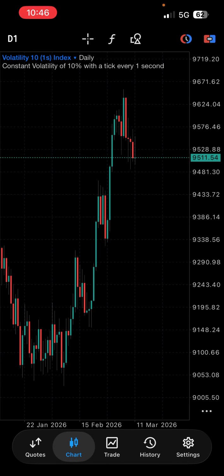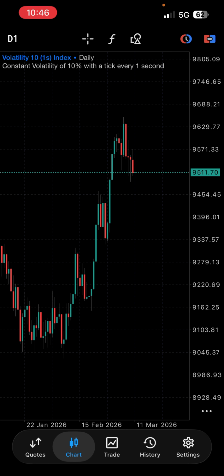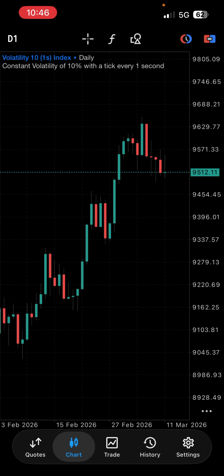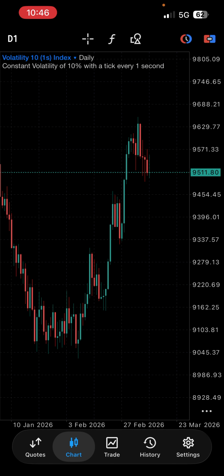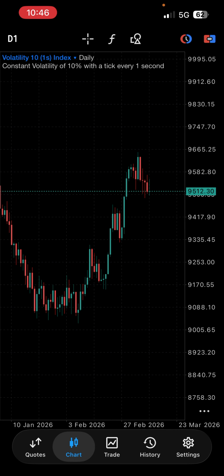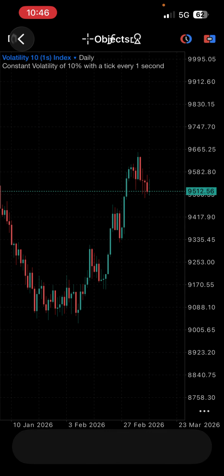In this training, I'm going to teach you how to use smart money concept to analyze this VT1S and possibly look out for trade opportunities. All right. So I'm going to be using a daily time frame to see the direction of the market. Now, as you can see, the market is actually on an uptrend.